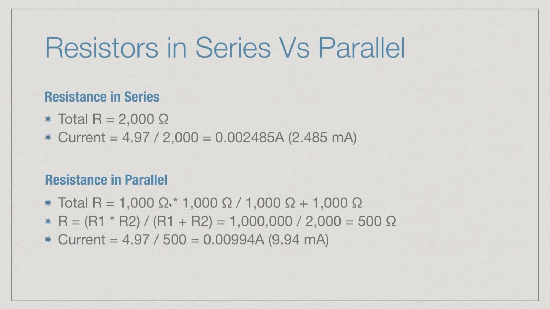While in parallel, what you actually do is you take resistor 1 multiplied times resistor 2 divided by resistor 1 plus resistor 2, and then you can see that basically the resistance has been sliced in half, and then you can see how that, of course, would affect our overall current.